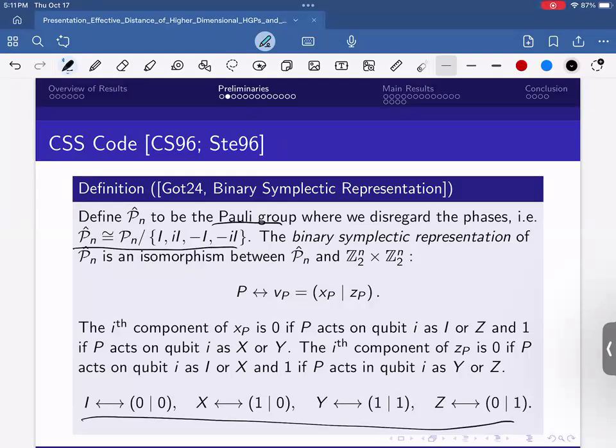So if you have something that looks like X, Z, X, in this particular order, you will have something that looks like 1, 0, 1, and then 0, 1, 0, something like that. So this representation itself would capture what this Pauli operator XZX is. So it's just a representation.